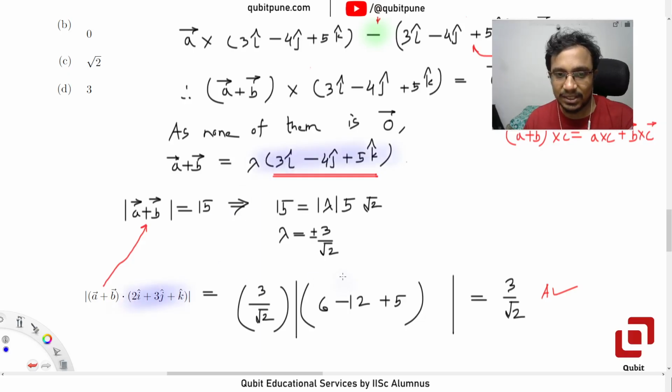You can see that 3 into 6, negative 4 into 3, negative 12, 5 into 1 is 5, 6 plus 5, 11, 11 minus 12 is minus 1. Anyways, you are taking mod, so 1 into 3 bar, so 3. Cool. Any doubt in this question?